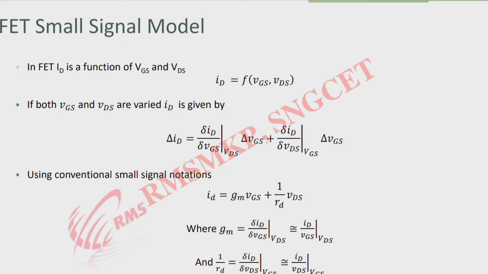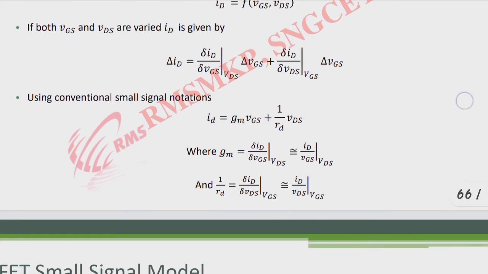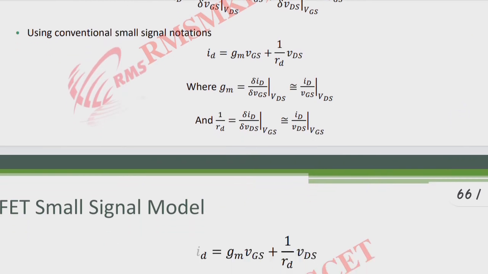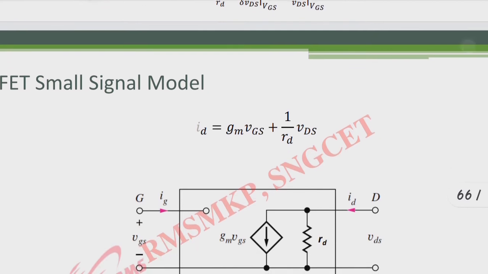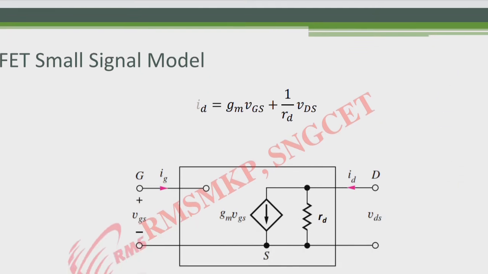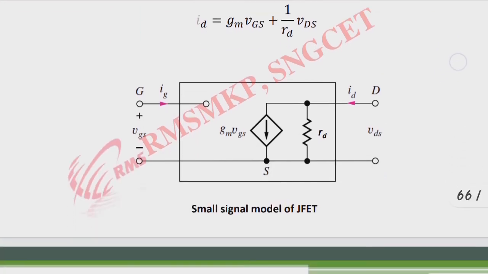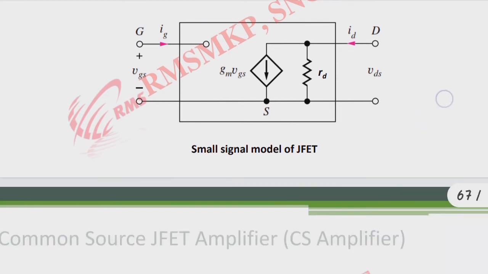Using conventional small signal notations, ID is equal to GM into VGS plus 1 by RD VDS, where GM is equal to delta ID by delta VGS, and 1 by RD is equal to delta ID by delta VDS. ID is equal to GM VGS plus 1 by RD VDS. Small signal model of JFET is this: GM VGS, RD, IGs on both ports.